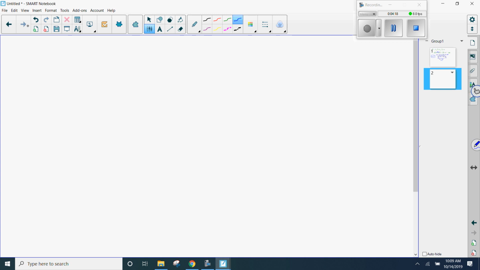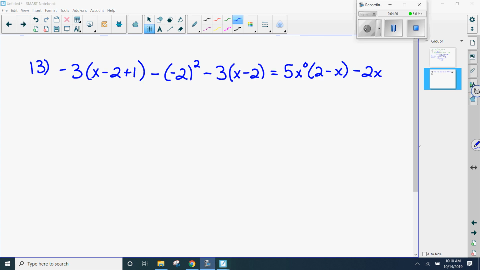Another question. 13. So number 13, you have negative 3 times the quantity x minus 2 plus 1 minus the quantity negative 2 squared minus 3 times the quantity x minus 2 equals 5x to the 0 times the quantity 2 minus x, and then minus 2x. Order of operations, where do you want to focus first?